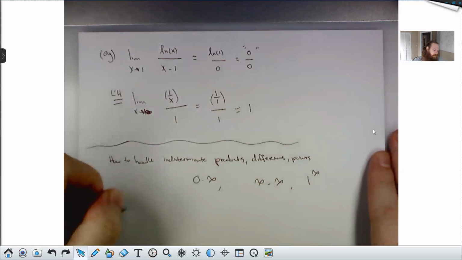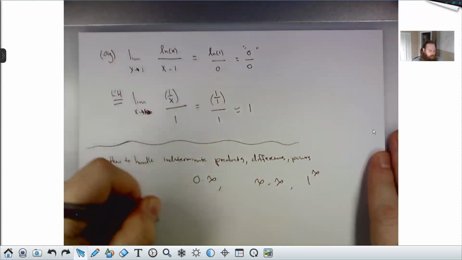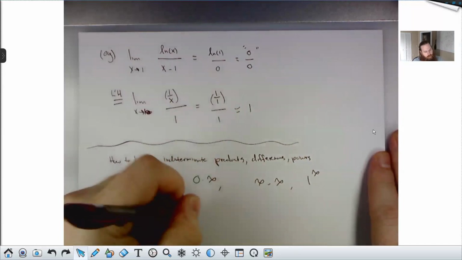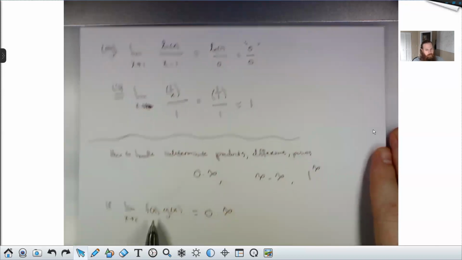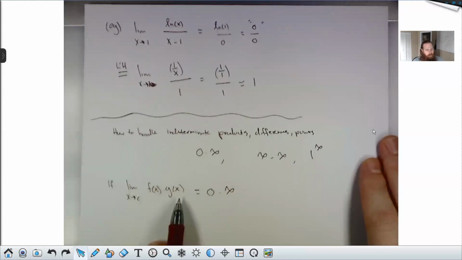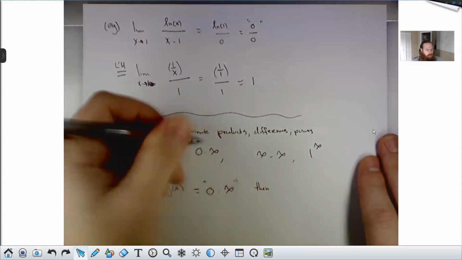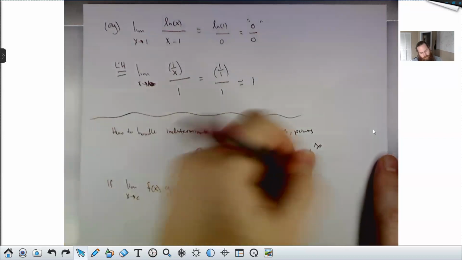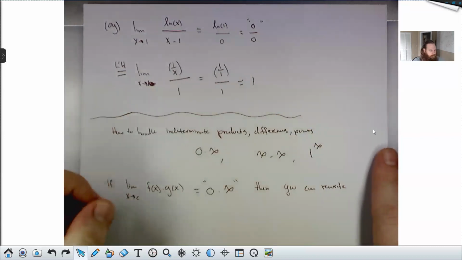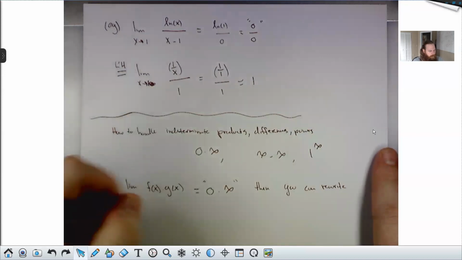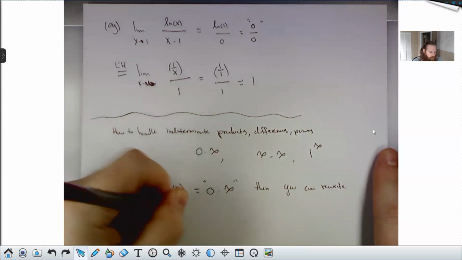So if the limit as x goes to c of f of x times g of x looks like 0 times infinity, that is f of x goes to 0 and g of x goes to infinity, then you can rewrite, I'll put this in quote bunnies again, then you can rewrite. So again, remember the idea here is that f of x is going to 0 and g of x is going to infinity.